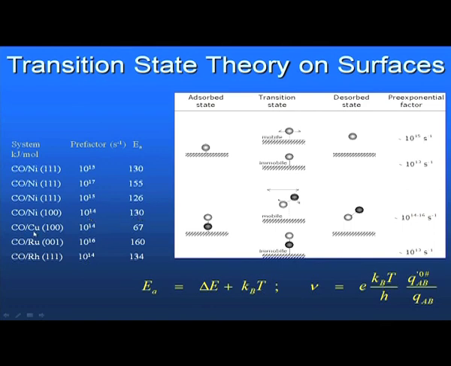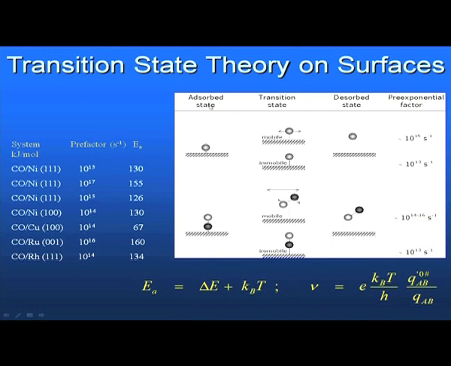Okay. And then it is carbon monoxide Cu 100, it is 10 to the power 14 and 67. Okay. Carbon monoxide ruthenium, 10 to the power 16 and 160. Carbon monoxide rhodium 111, it is 10 to the power 14 and 134. Okay. So, these are the various values of prefactors.